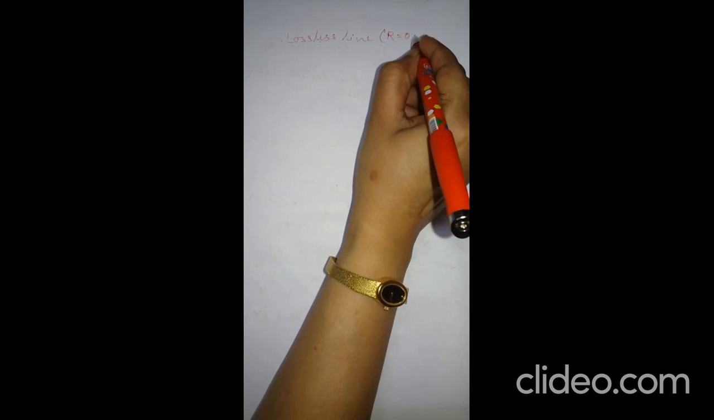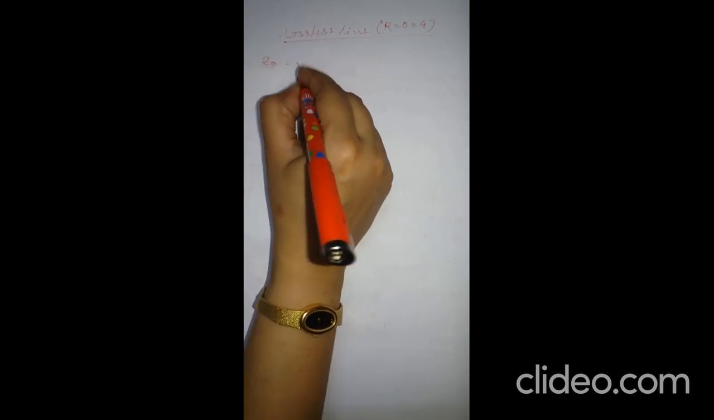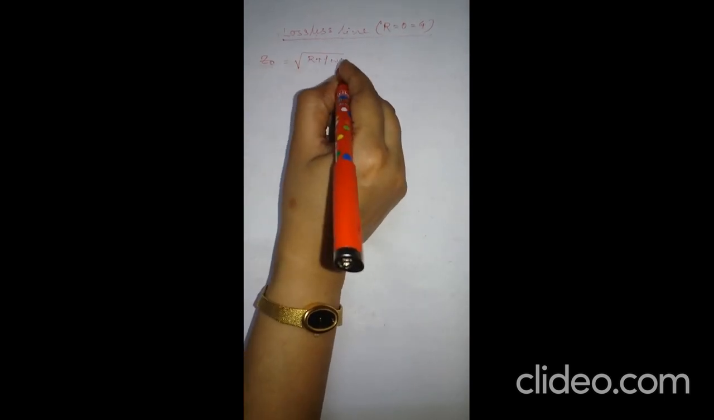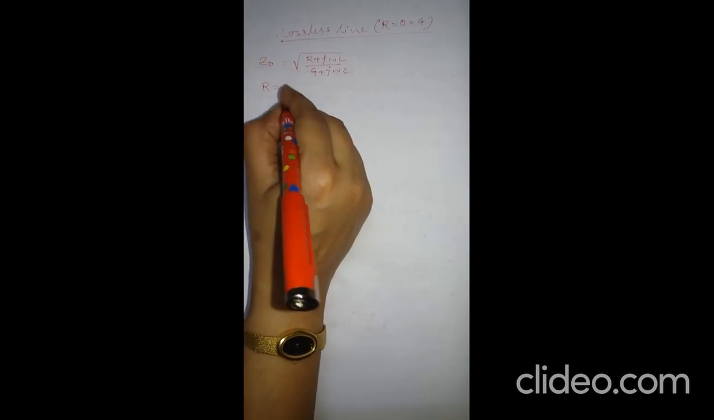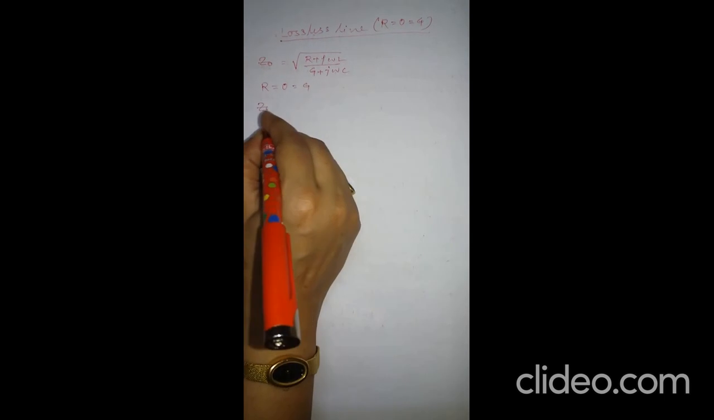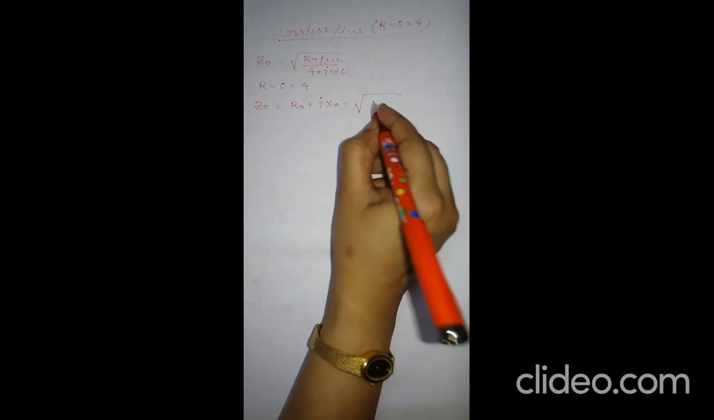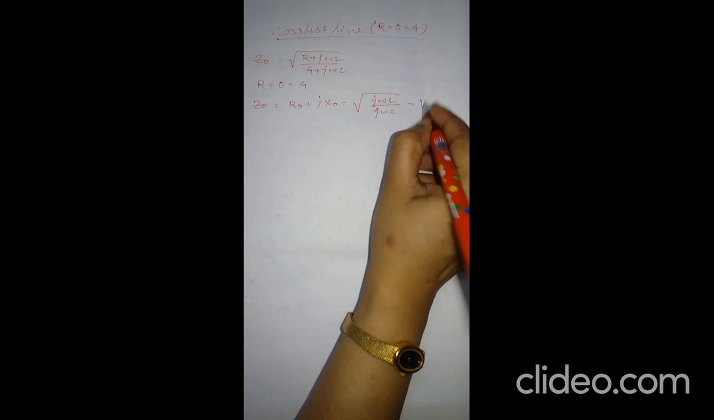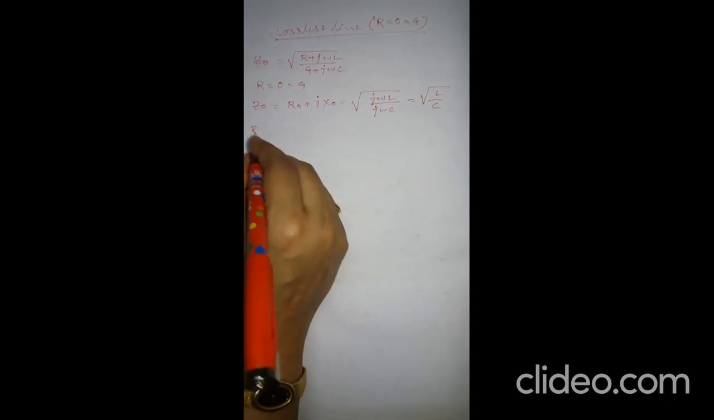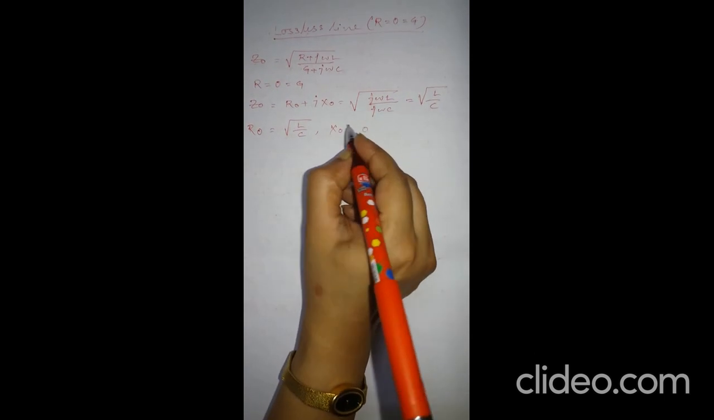Condition is R equal to 0 equal to G. We know that Z0 equal to root over (R plus j omega L) by (G plus j omega C). The condition is R equal to 0 equal to G. So we can write Z0 equal to R0 plus jX0. We can write j omega L by j omega C is equal to L by C. R0 equal to root over L by C and X0 equal to 0.